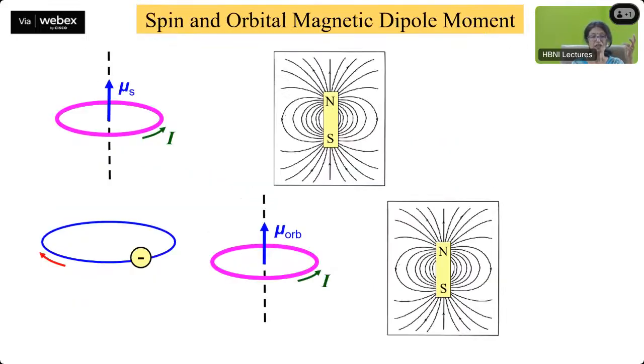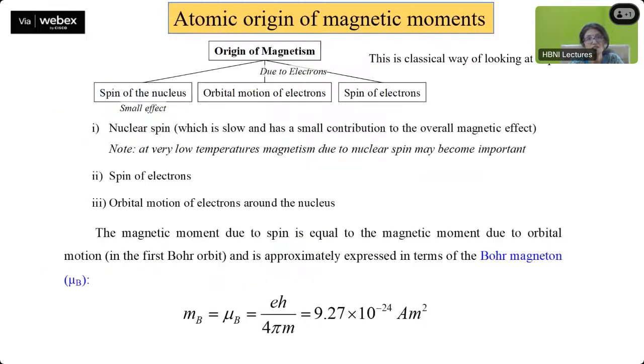Here is a pictorial description of how the spin magnetic moment and the orbital magnetic moment come in. When you look at the atomic origin of magnetic moments, you can have the spin of the electrons as well as the orbital motion of the electrons, and you can also have the spin of the nucleus. Nuclear spin is very slow and has a very small contribution to the overall magnetic effect. It only becomes considerable when the temperature is very low. Otherwise, it is mostly contributed by the spin and the orbital motion of the electrons.